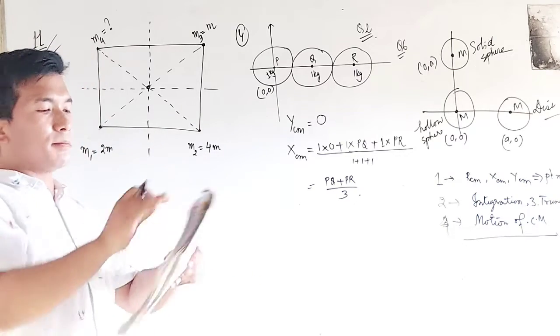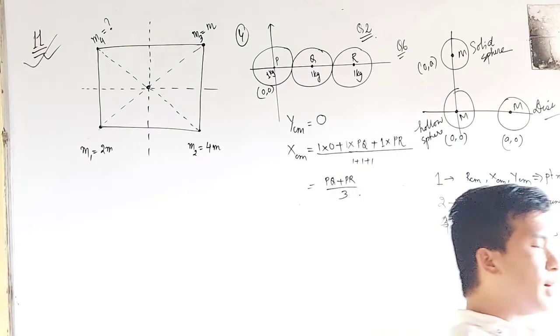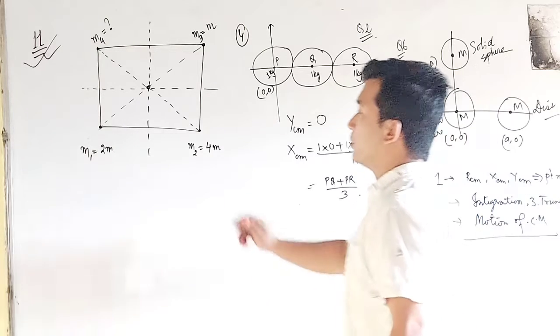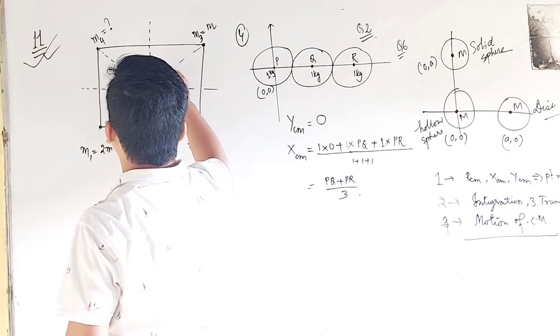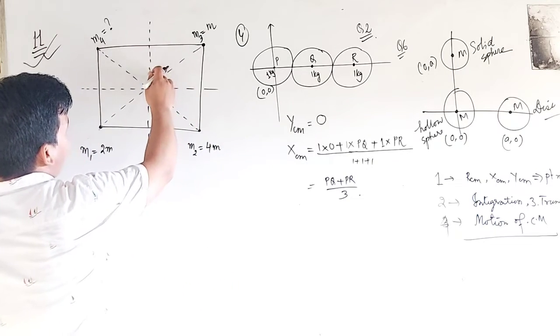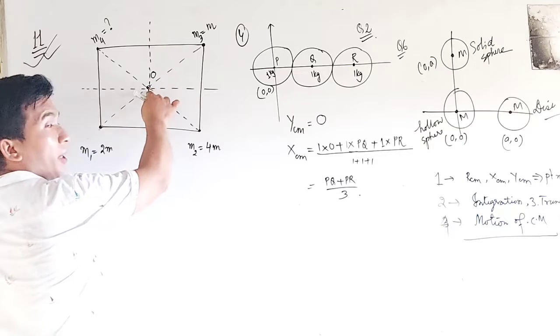Question very simple. Four particles of masses M1, M2, M3, M4 are placed at the four corners of a square. Square, only four corners. What should be the value of M4 so that the center of mass of all the four particles is exactly at the center of the square? This is the center of mass, let us consider this is O. All this mass M1, M2, M3, M4 are considered to be located at this point according to our concept.